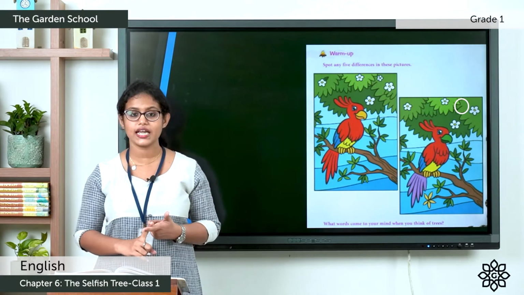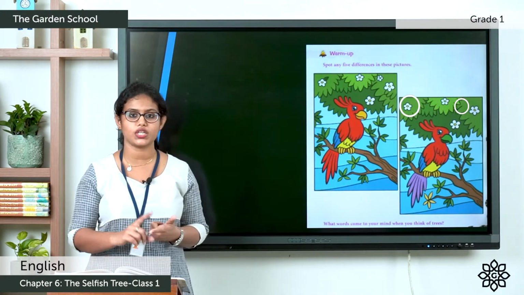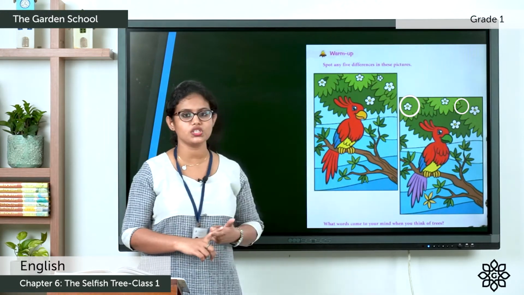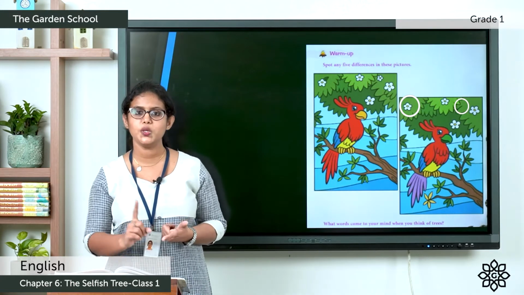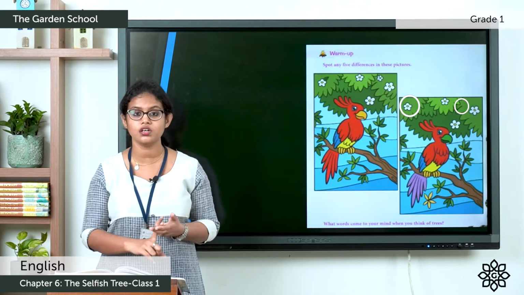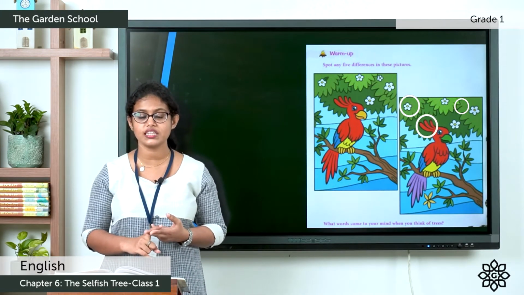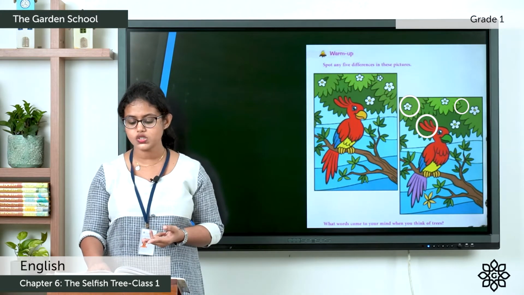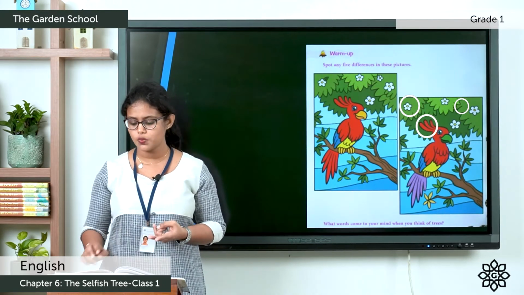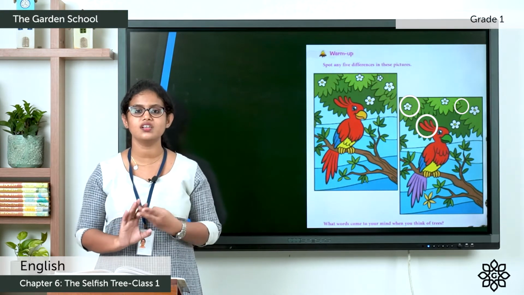Then the second one, in the first flower, you can see a leaf near to that. What about in the second picture? Can you see a leaf there? No. Right. So that is the second difference. Then let's see the third one. If you see the feather on the bird head, how many feathers are there in the first picture? 1, 2, 3, 4. Right. What about in the second picture? There are 3. So that is the third difference.